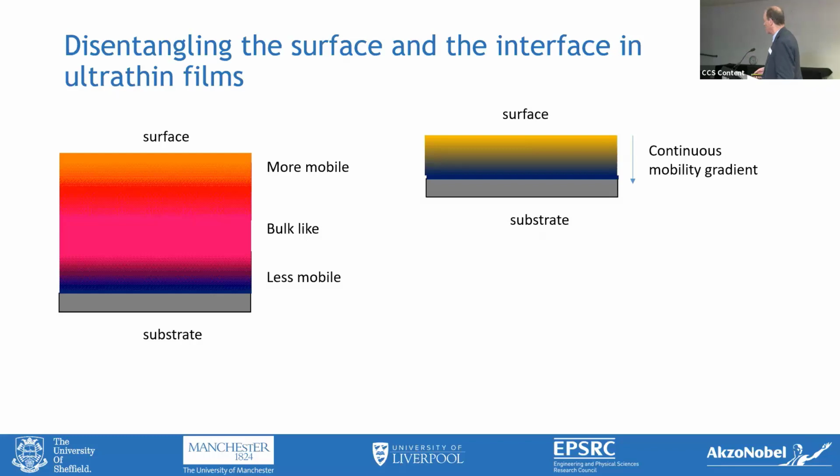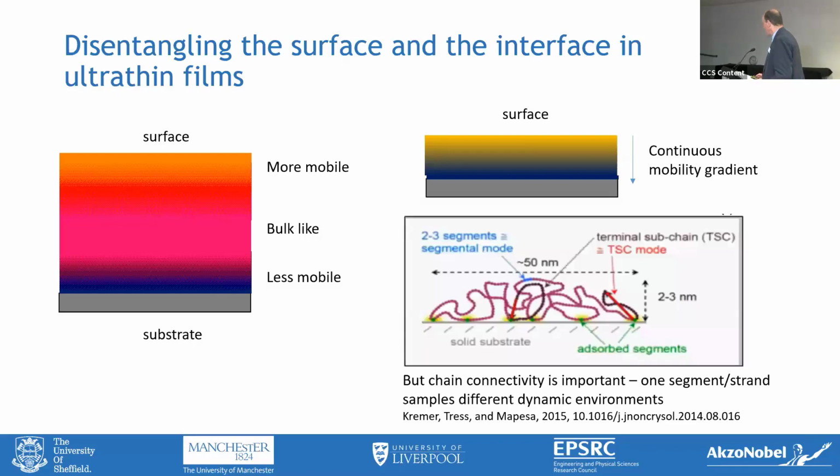Part of it's affected by the surface, part of it's affected by the substrate, as a continuous mobility gradient. But the other issue is this chain connectivity issue. This, again, is taken from Friedrich Kremer's paper. We have to remember that these polymers are not just a nice gradient from PowerPoint from blue to purple. There are actually molecules in there, and the molecules are quite big.